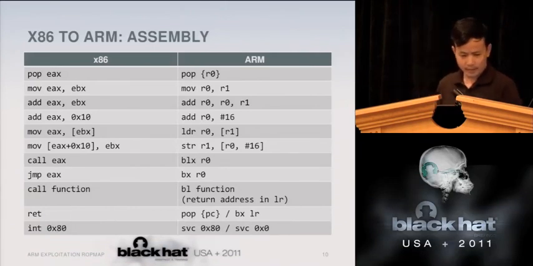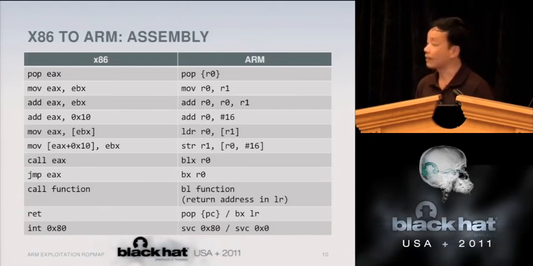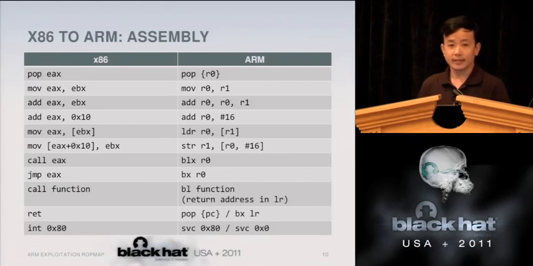Another interesting instruction for writing shellcode is the syscall. In x86, it is interrupt 0x80, and in ARM the equivalent is the supervisory call, SVC. So those are just some simple and common assembly instructions in both languages. If you're familiar with x86, you can catch up with ARM assembly quickly.